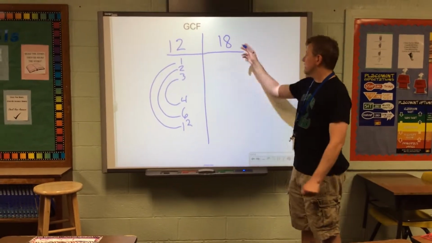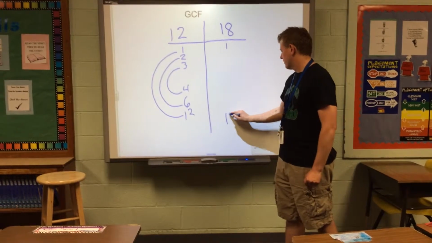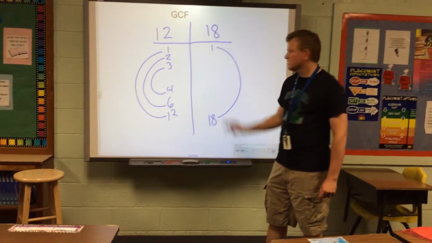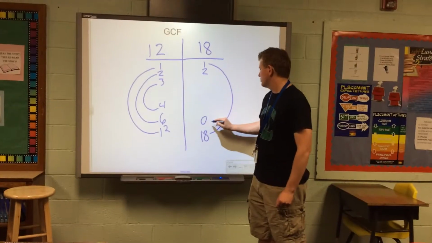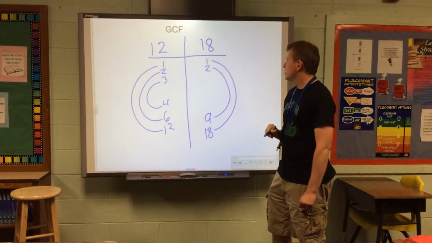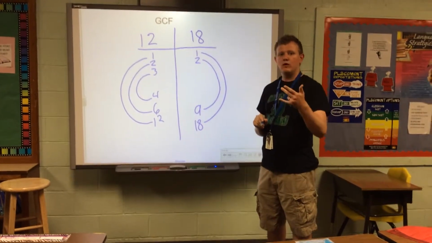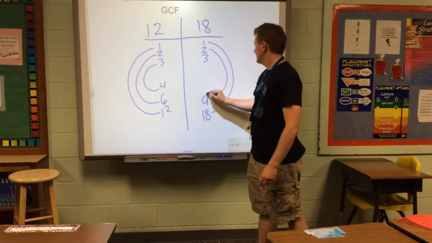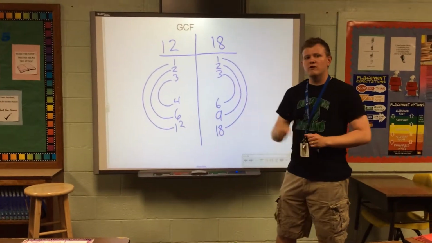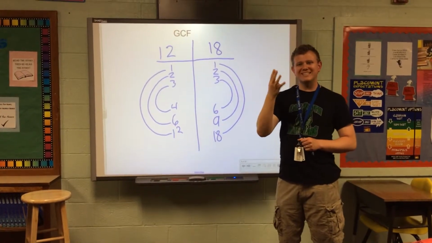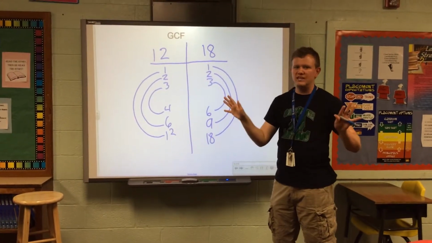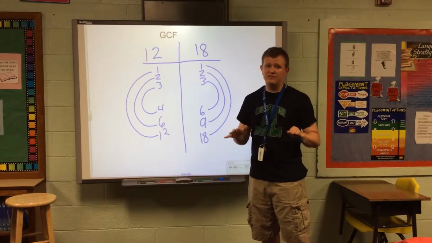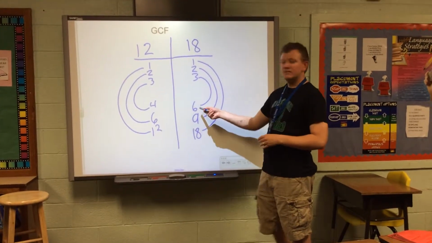Let's do 18 now. Well, we know 1 and 18. That's a no-brainer. Does 2 go into 18? Yes. 18 divided by 2 is 9, so 2 and 9. What about 3? 3, 6, 9, 12, 15, 18. Yes. 3 and 6. Okay. What about 4? 4, 8, 12, 16, 20. I skipped 18, so 4 does not work. What about 5? Well, 18 does not end in a 0 or a 5, so 5 doesn't work. What about 6? 6 is already up there.